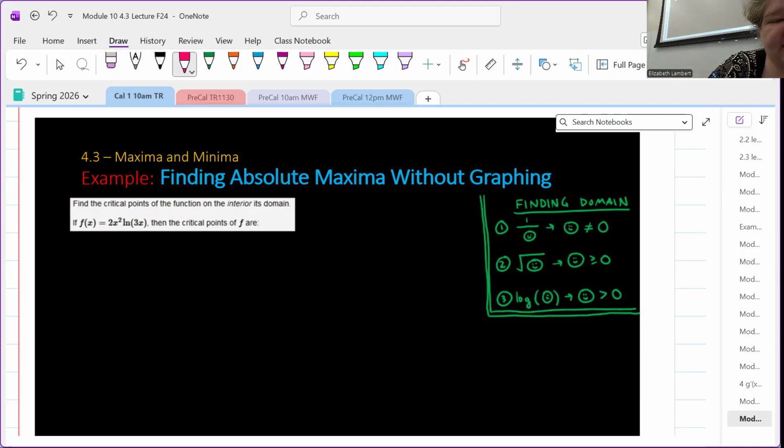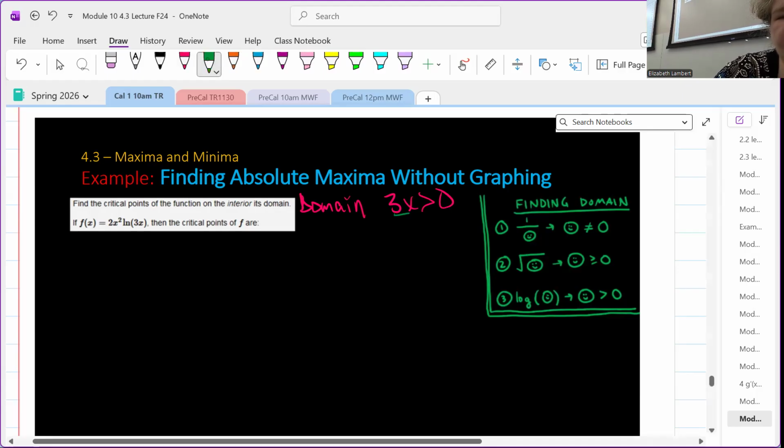So the domain for this graph, the 2x squared doesn't have any domain restrictions, but the natural log of 3x does. I can't take the natural log or the regular log of a negative number or 0. Log itself has a restricted domain of only positive numbers. So my domain is 3x is greater than 0. And I divide the 3 out and I get x is greater than 0.